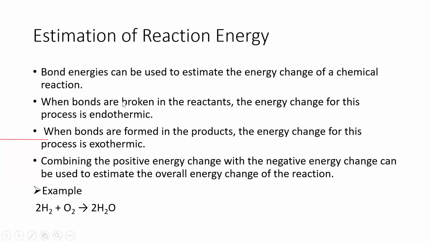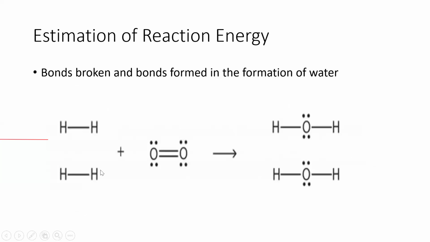We have the bond breaking in the reactant, because you break it before you can bond it, right? When you break the bonds in the reactant, then when you go to the product side, you form them to give you the product. That one is exothermic, all right? Combining the positive energy change with the negative energy change can be used to estimate the overall energy change of the reaction, right? For example, we have hydrogen and oxygen. You bond them together, but first you break the bond. Here you break the hydrogen bond and the oxygen bond before you put them together. All right, so this is how it goes.